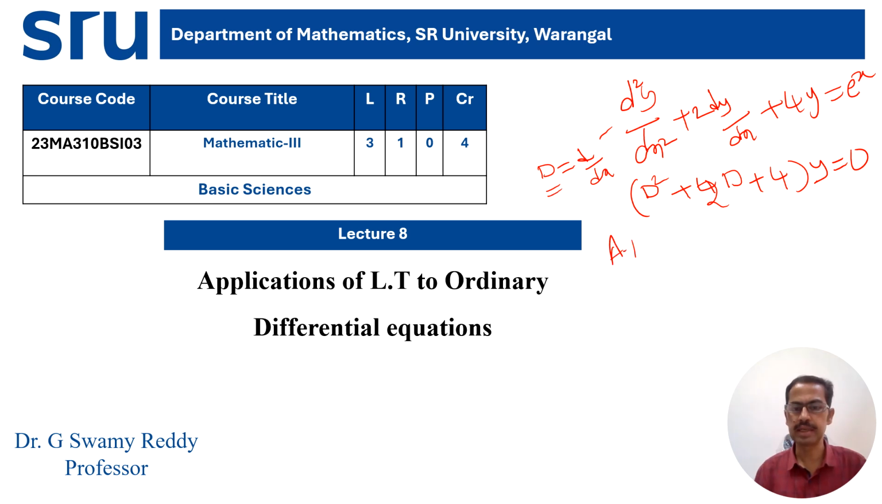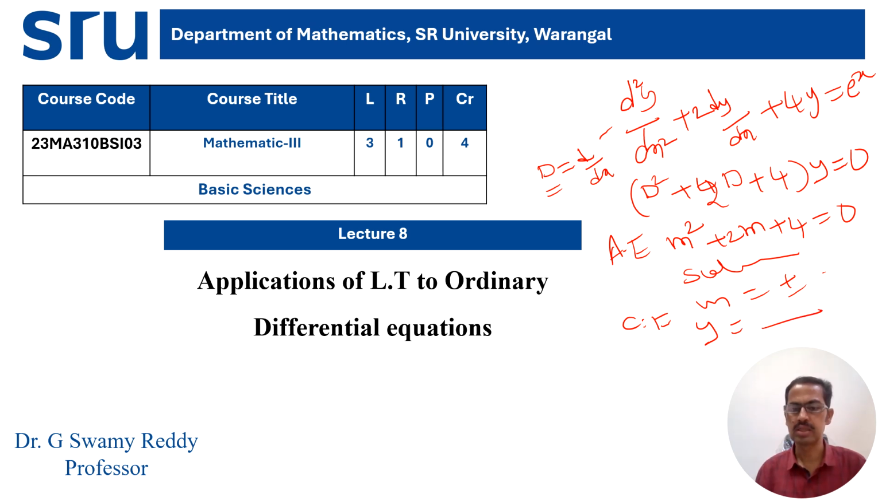Next, write the auxiliary equation. What is the auxiliary equation? It is nothing but the algebraic equation: m square plus 2m plus 4 equal to 0. Now solve for the roots. Then we will get roots m equal to plus or minus something. Then write the complementary function y equal to. This is the complementary function for the homogeneous differential equation.